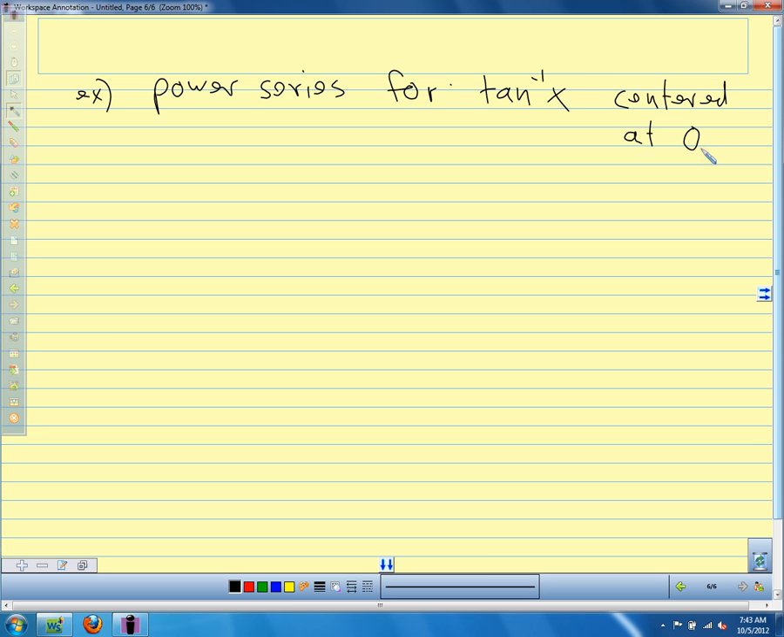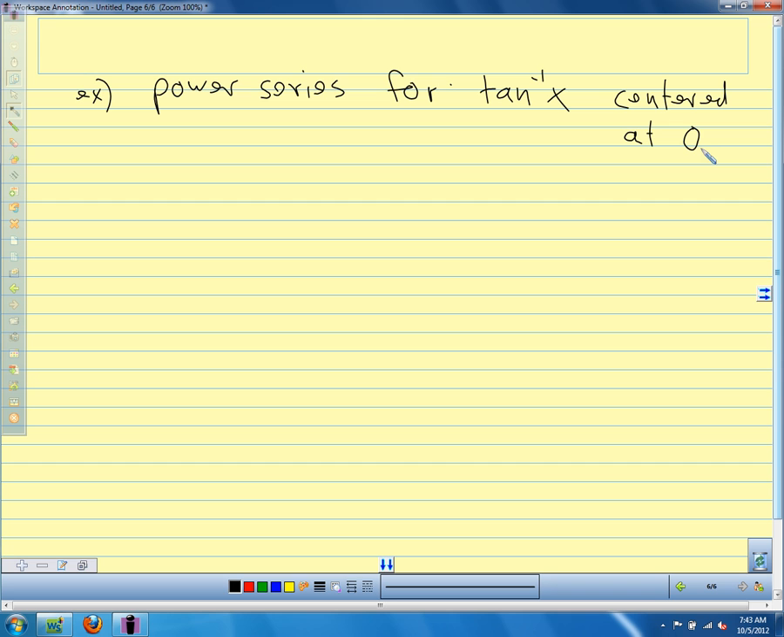Anybody have an idea how we might approach this? Find 1 over 1 plus x squared. Say it again. Find the series for 1 over 1 plus x squared. Okay, so Cole says we're going to work with 1 over 1 plus x squared. Why 1 over 1 plus x squared? That's the derivative. Okay, perfect.